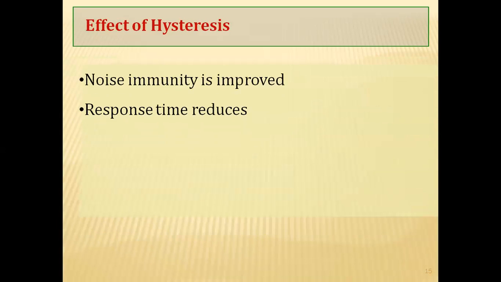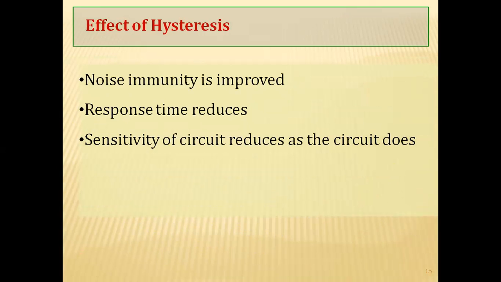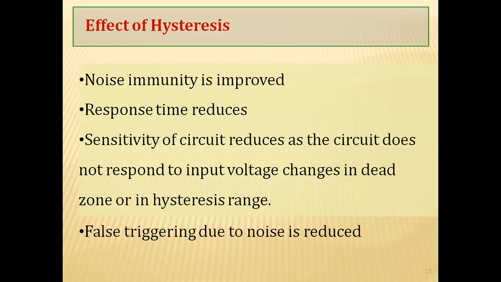There are some effects of this hysteresis for this Schmitt trigger circuit. The first one is that noise immunity is improved. Because of this hysteresis, the noise immunity is improved in the Schmitt trigger circuit, and the response time reduces here. And the third effect is that the sensitivity of the circuit reduces as the circuit does not respond to the input voltage changes in the red zone. False triggering due to noise is reduced. This was a disadvantage of the comparator, that is false triggering. This disadvantage is removed in the case of the Schmitt trigger. Here false triggering is not possible.